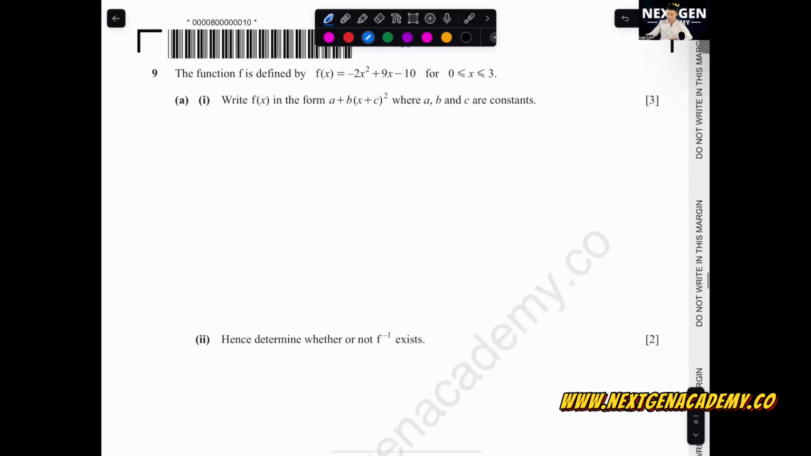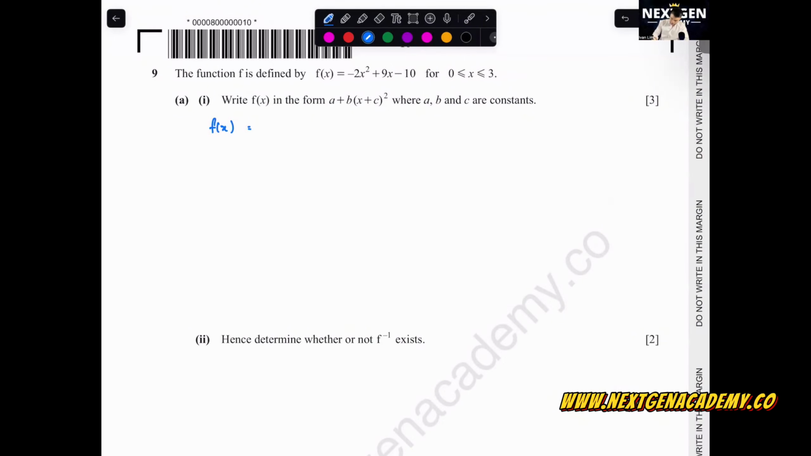Okay, let's do question 9. f(x) is negative 2x squared plus 9x minus 10, where x is from 0 to 3. They want us to write it in this form. What form is this? This is called your CTS form. To do CTS, let's do this.